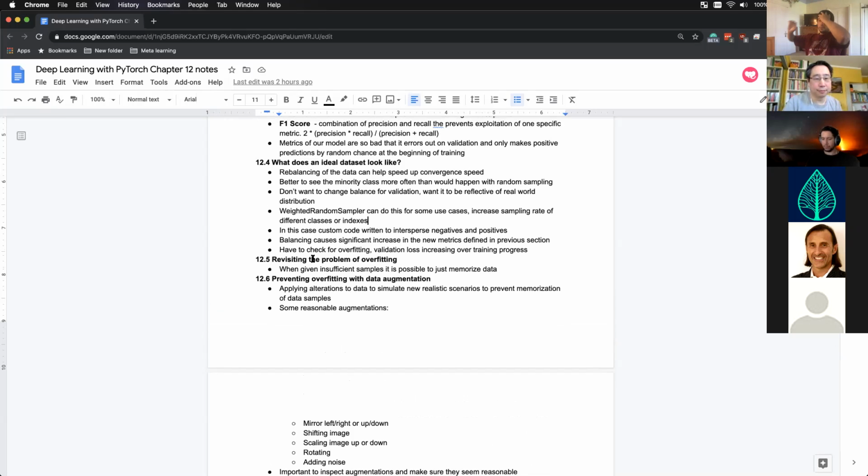Yeah. So moving on to 12.5, looking at overfitting. We've kind of talked about this a little bit already. When you have an insufficient number of examples, you might end up with a scenario where your model has so many parameters that it can essentially just memorize the inputs and map them to the outputs. And then it's not really useful on new data.